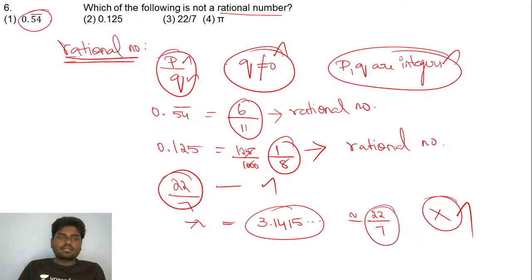But all the three, that is the recurring decimal 0.54, the decimal 0.125, and the fraction 22 by 7, I can say all these are rational numbers except pi. Why? Because for the value of pi, I can only go for approximations but not the definite value. So you'll be getting 22 by 7 approximately, or approximately 3.1415, and it goes on. So I would say option 4, pi is not a rational number. Very important. Is that clear, guys? We'll go for the next question.